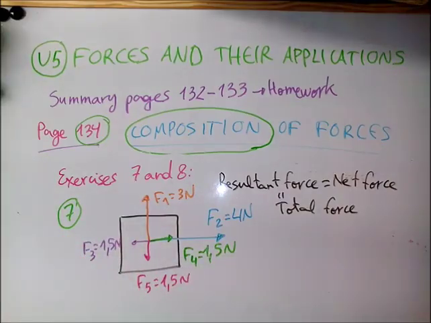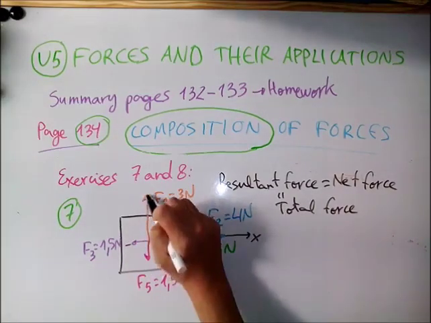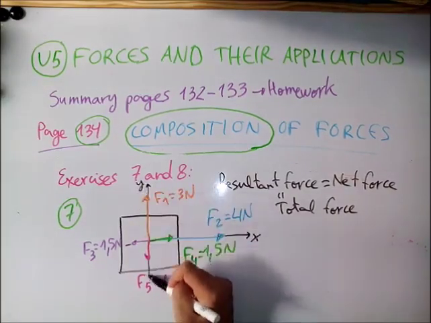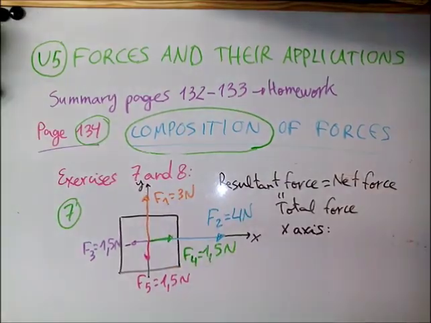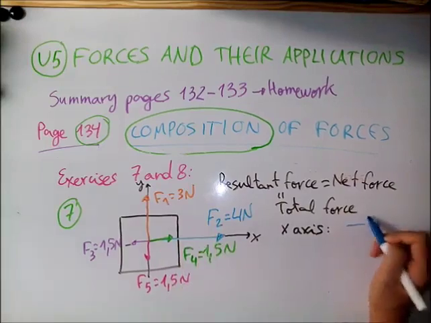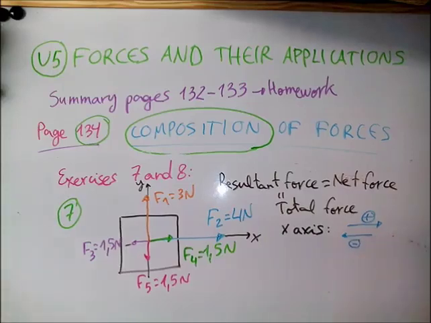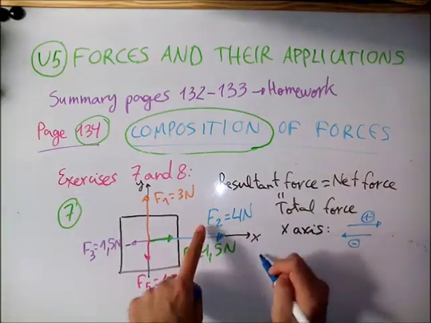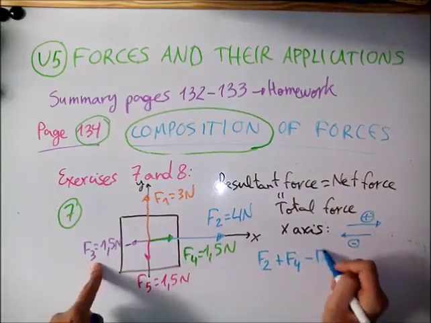So we're going to start by doing the easy part. The easy part is working with the axis. So I'm going to call this the x-axis, okay? And I'm going to call this the y-axis. I'm going to calculate first on the x-axis, and we're going to do the calculations in here. F2 goes to the right. So going to the right is going to mean positive, okay? And going to the left is going to mean negative, okay? So on the x-axis we're going to do F2 plus F4 minus F3.